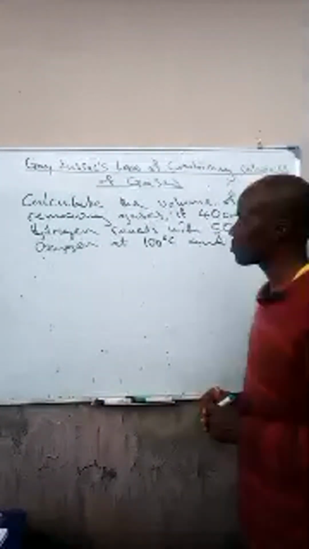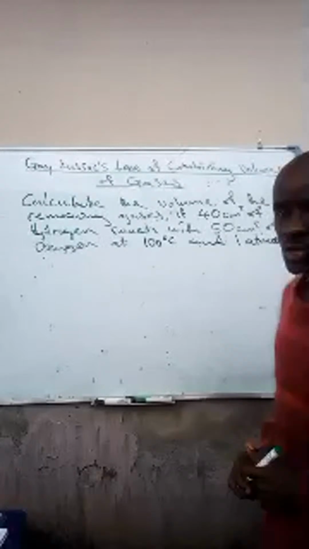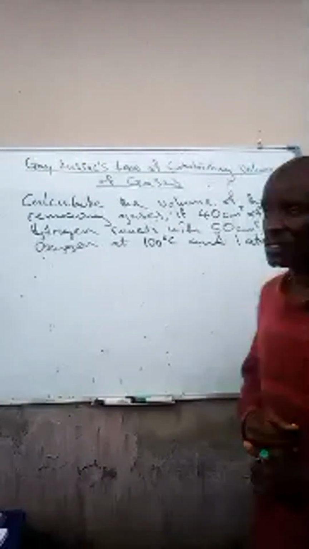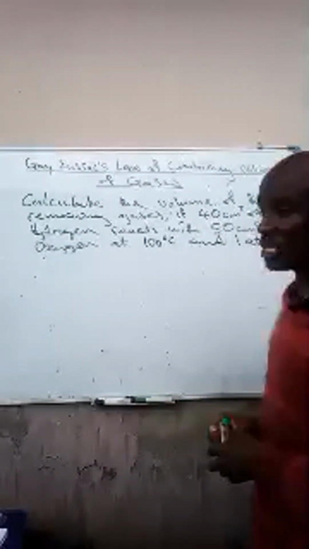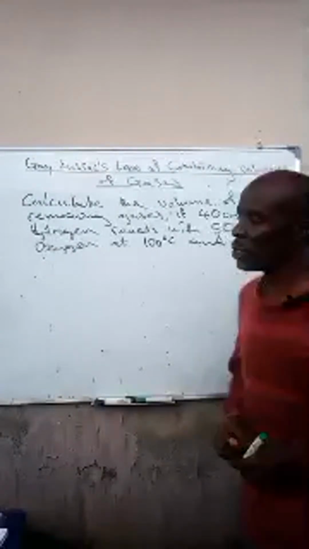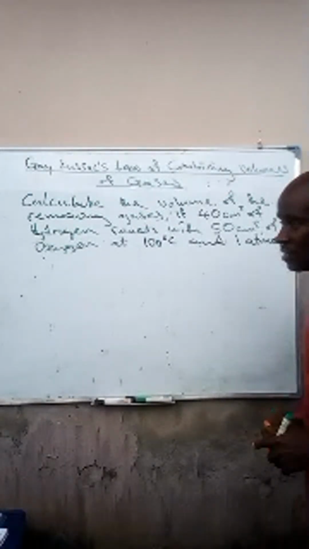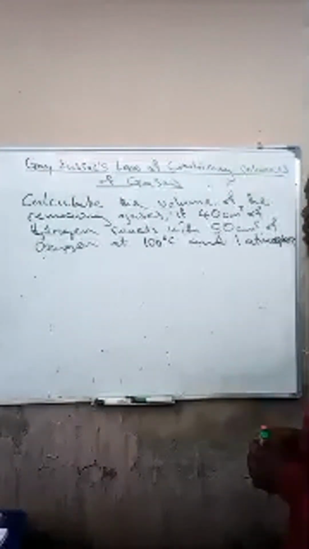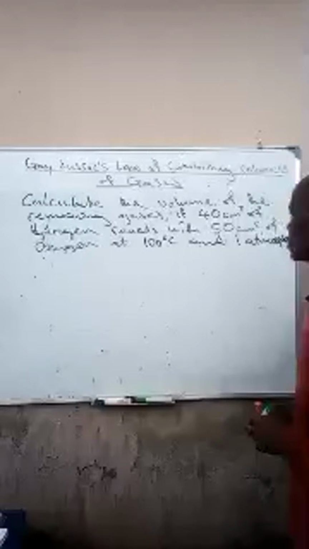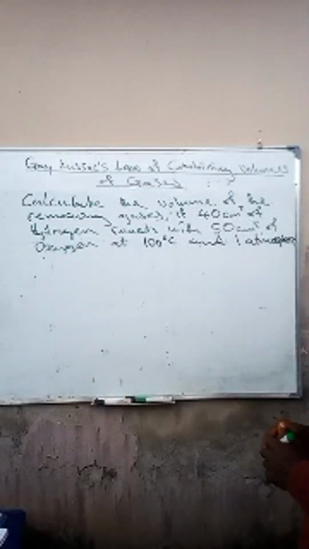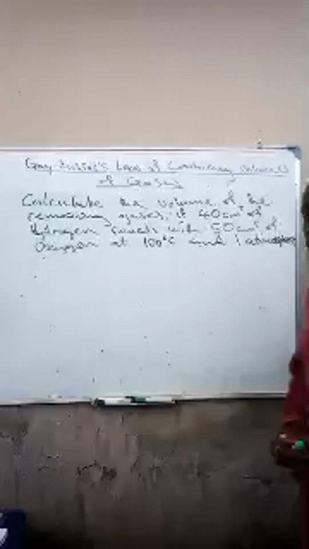We are asked to calculate the volume of remaining gases. The remaining gases are what we call residual gases, because in every reaction that involves gases, there used to be residual gases in most cases. So the question says: calculate the volume of the remaining gases if 40 cm cube of hydrogen reacts with 50 cm cube of oxygen at 100 degrees Celsius and 1 atmosphere.